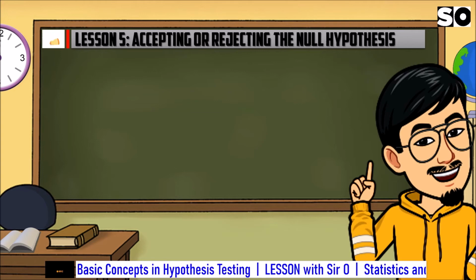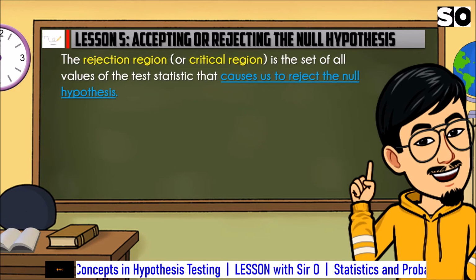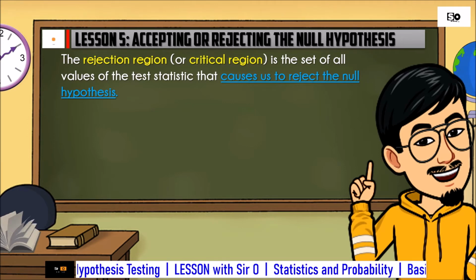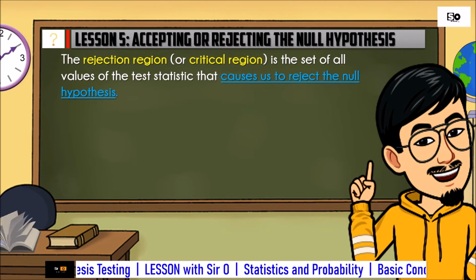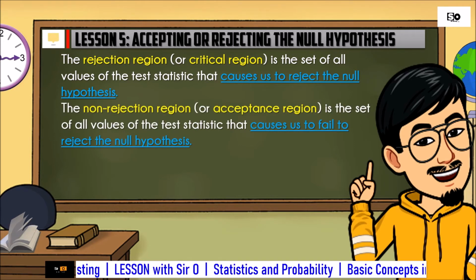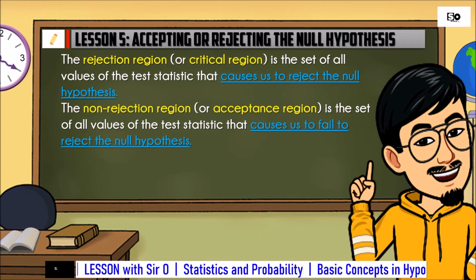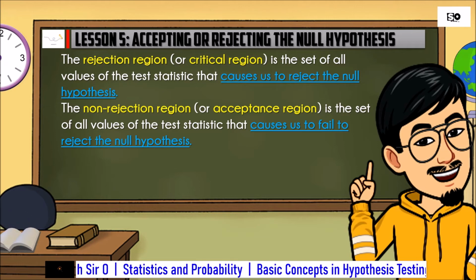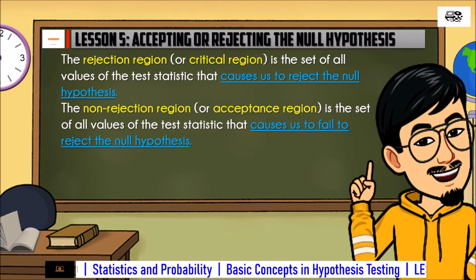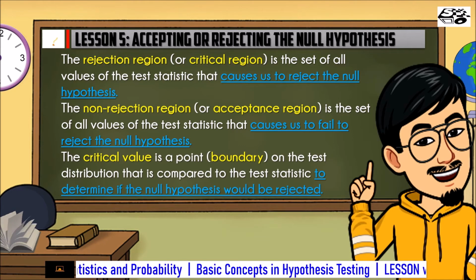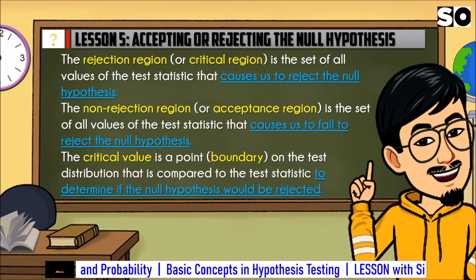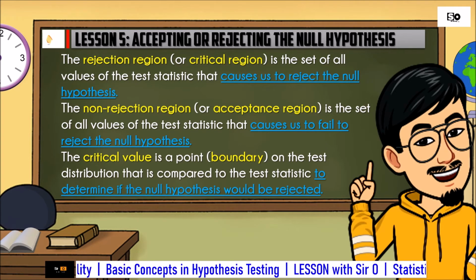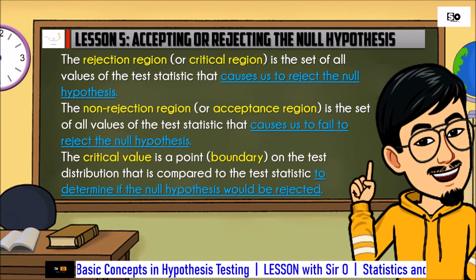Lesson 5. Accepting or rejecting the null hypothesis. The rejection region or critical region is the set of all values of the test statistic that causes us to reject the null hypothesis. The non-rejection region or acceptance region is the set of all values of the test statistic that cause us to fail to reject the null hypothesis. The critical value is a point or boundary on the test distribution that is compared to the test statistic to determine if the null hypothesis would be rejected.